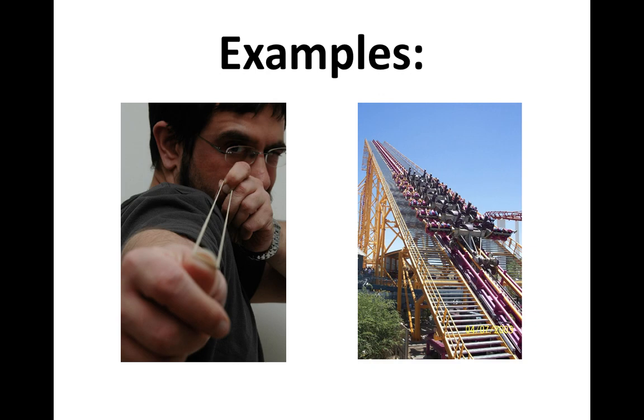So here are a couple of examples of potential energy. An elastic held in your hand has potential energy because it can move if you let it go. And a roller coaster moving to the top of a hill, at the top of the hill, it's going to have potential energy because it can fall to the ground.